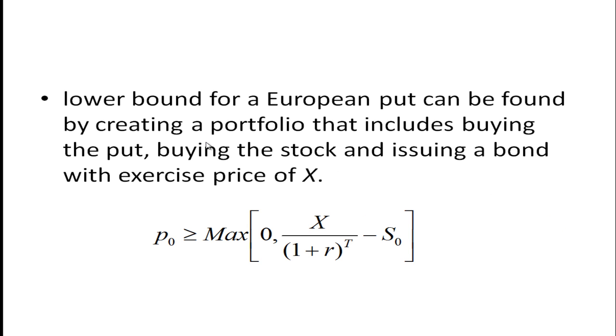Similarly, for the put option, the European put has to be greater than the maximum of 0, again, can never be worth less than 0, or the present value of the exercise price minus the stock price. Remember, this is the price you're selling at.